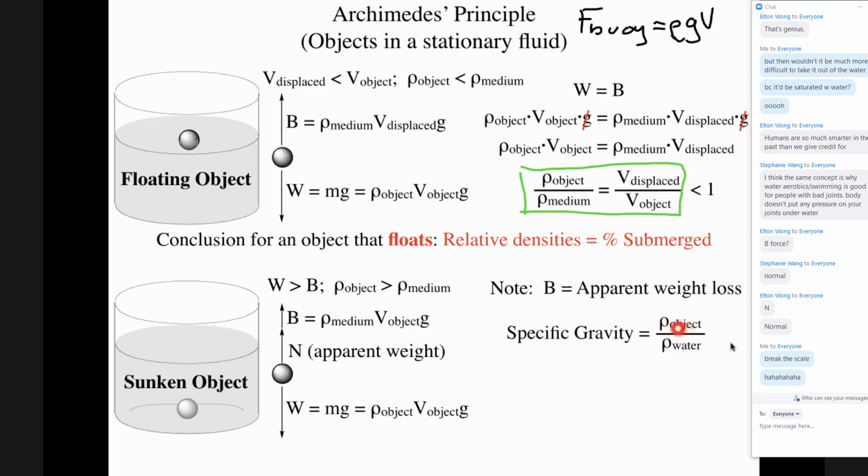Specific gravity is mentioned before, density of the object over density of the water. So I can't set them equal to one another anymore because they're not equal. So instead, I'm going to do weight over buoyant force.